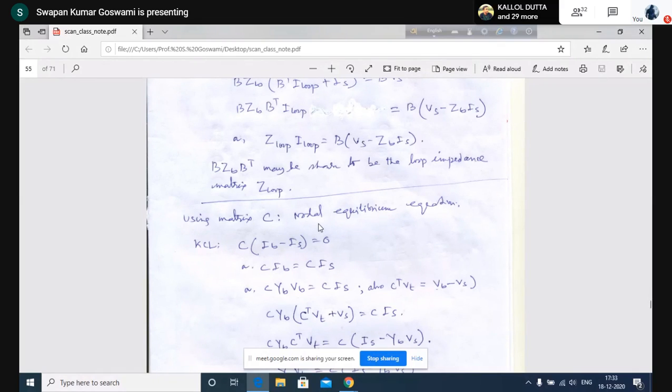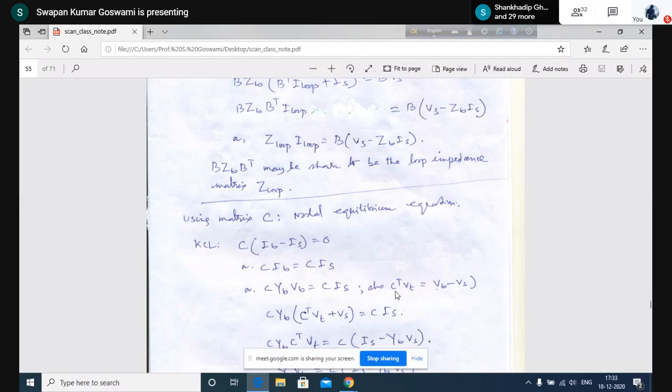Am I clear? Okay. So now here you see that I can write Kirchhoff's current law as C times IB minus I is equal to 0. Again, as before, this derivation is very simple. C times IB is C times IS. IB is the branch current vector, and IS is the source current vector. IB may be written as YB into VB. So C YB VB equal to C IS.